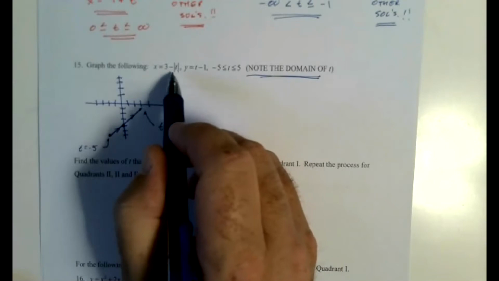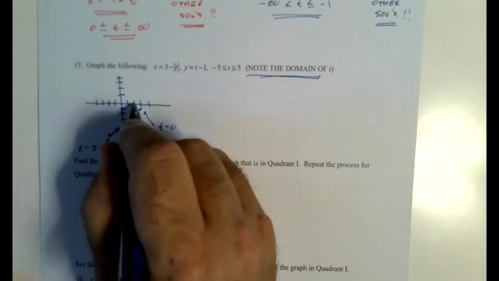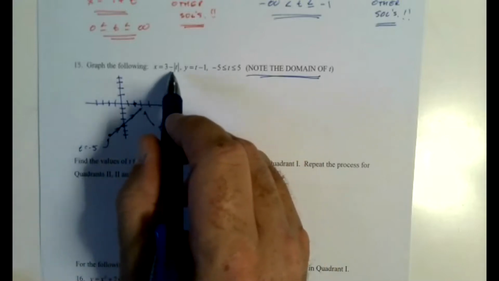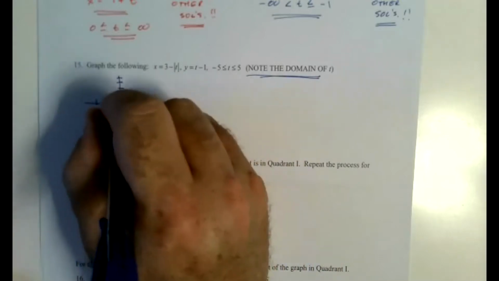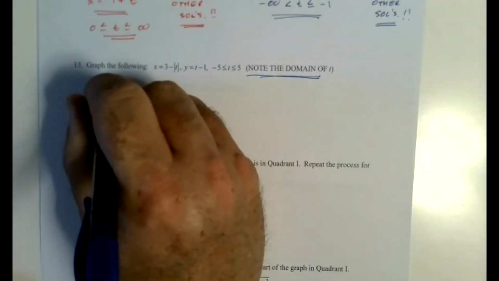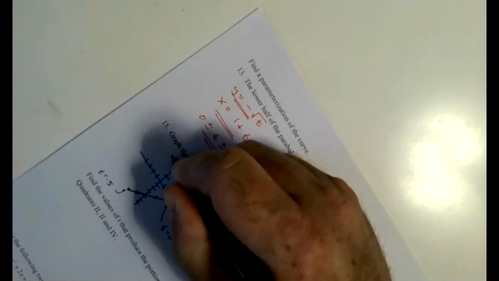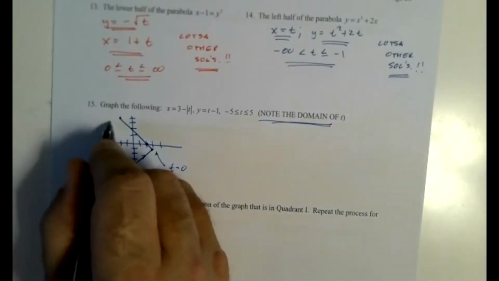Let's go with 1. 3 minus 1, 2. X equals 1, 2. 1 minus 1, 0. Ooh, it's going to hit right there. And then let's go with 5. 3 minus 5 is -2. Boy, that sounds familiar. And 5 minus 1 is 4. 1, 2, 3, 4. Got to turn the page. Apologize for those whose brains hurt. So this is t equals 5.